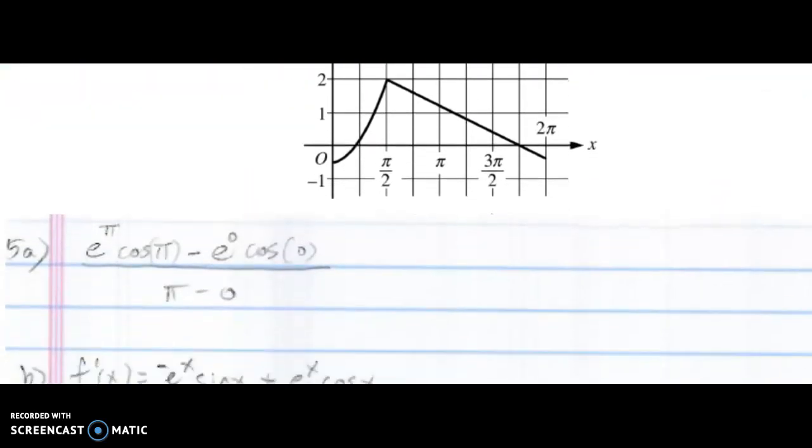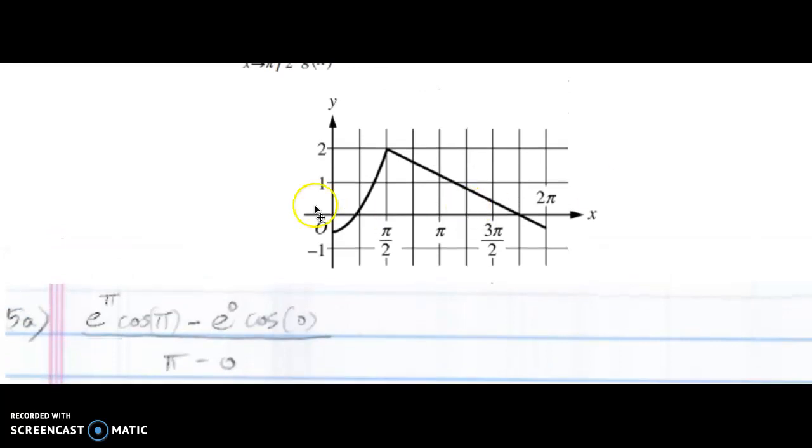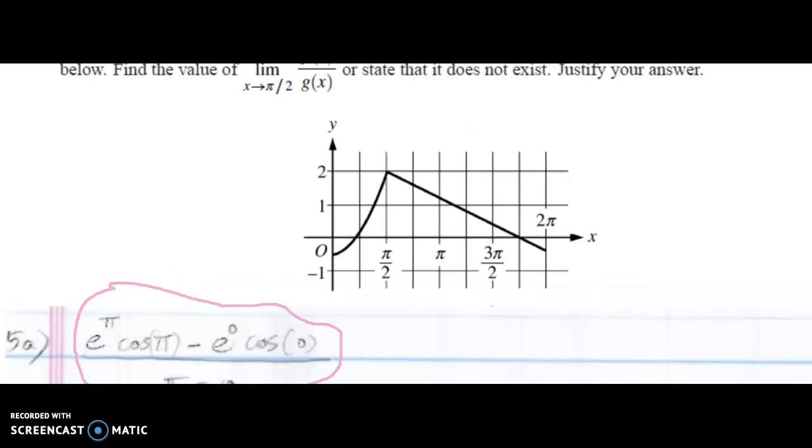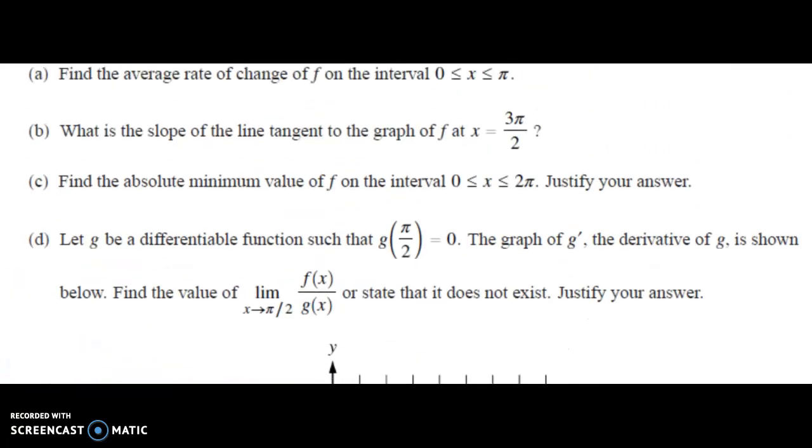And notice very carefully, I keep pointing this out, that I left my answer in an exact valued form. In letter A, you do not need to evaluate cosine of pi or cosine of 0. This is perfectly fine and will get you full credit for the average rate of change. So don't simplify your answer wherever you don't need to. And we'll look at the scoring rubric after we look at my work.